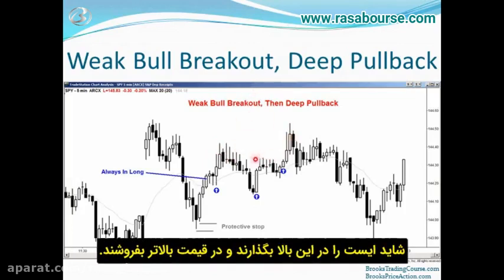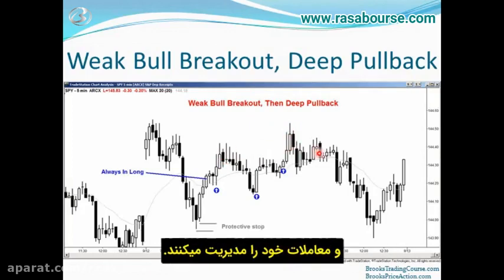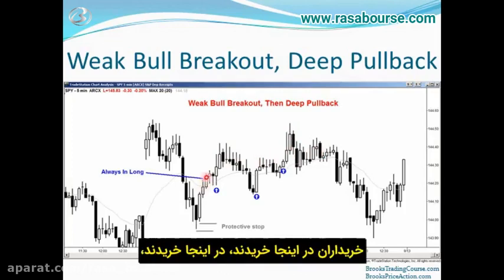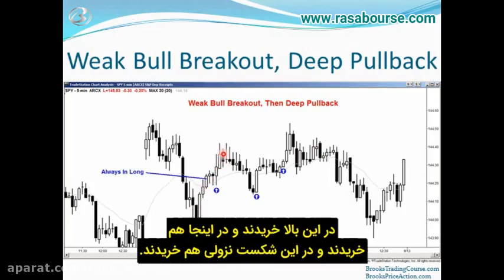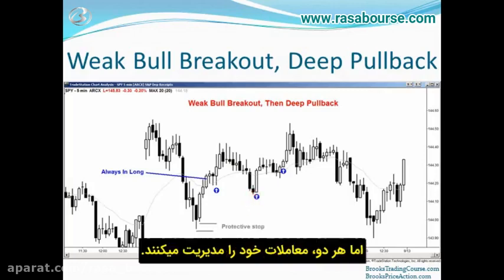And they'll scale in higher. So they'll short here, and here, and here, and they're managing their trade. The bulls are buying. They bought all the way up through here. They buy here, they buy above here, they buy this bear breakout, and they buy this. So the bulls are buying, the bears are selling, but both sides are managing their trades. Probably most are scaling in.